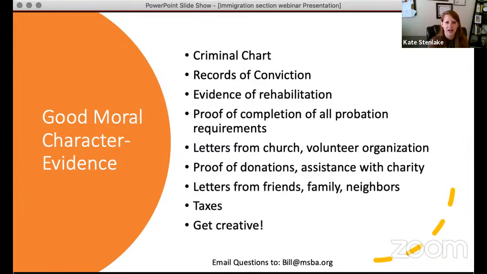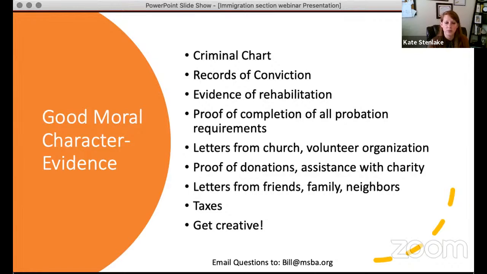And then you'll want to provide records of conviction and any records to show, especially if there was a nolle pros or it was stetted, anything like that, you'll want to provide proof of that. And then evidence of rehabilitation, which we already discussed. So if the client had alcohol classes, anything like that to show that the client has changed.